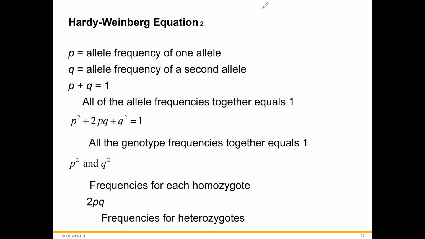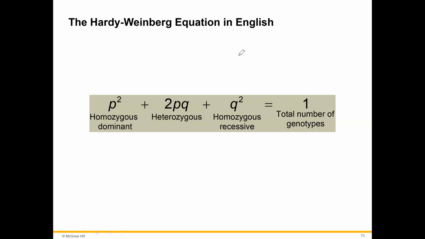Now let's see how it can be applied. Here's what we just said: P squared is homozygous dominant, 2PQ is heterozygous, and Q squared is homozygous recessive, and the total of all genotypes always equals one.